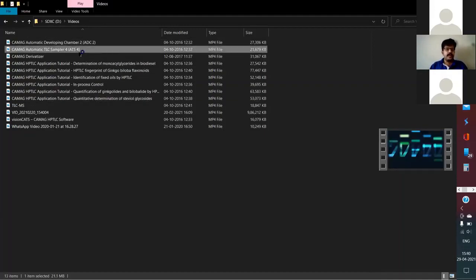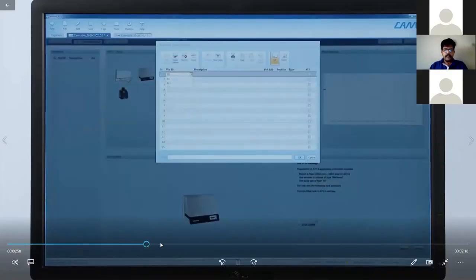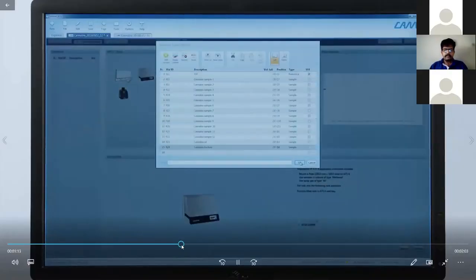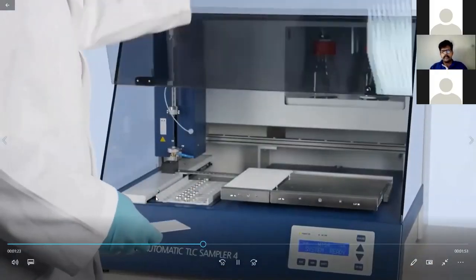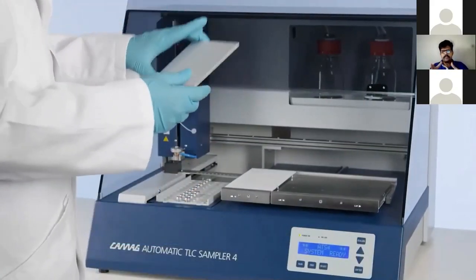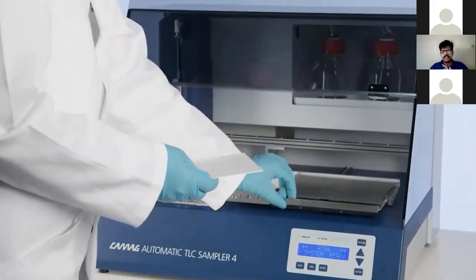So first is the ATS4, which I was talking about. This is the applicator of CAMAG. The instrument parameters are rapid, working with default settings, fully automatic. I'll show you the physical part, the ATS4, and the VisionCATS software, which guides you through the entire chromatographic process, where the sample is being loaded.